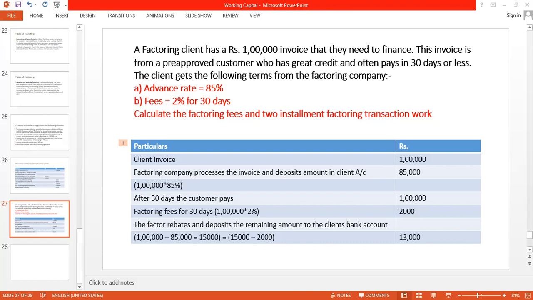The fees of 2% for 30 days. This fees is of the factor. Factor को आप commission दे रहे हो, 2% for 30 days. 2% on what amount? 2% on 1 lakh, that is the invoice value.